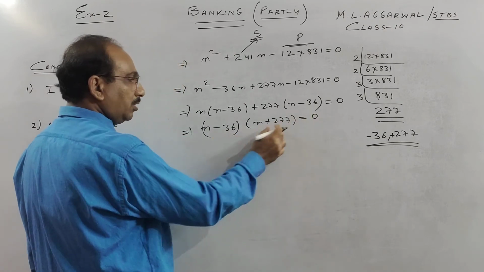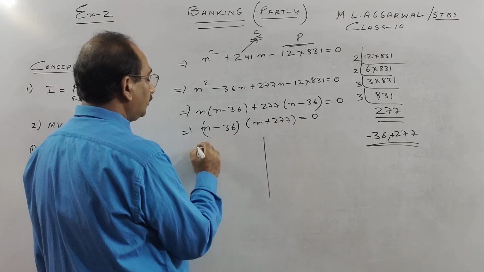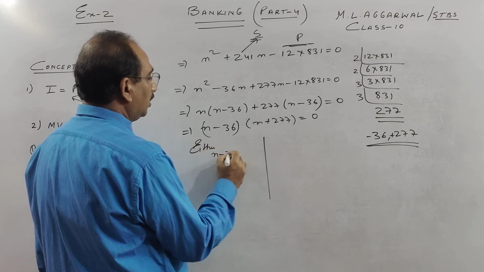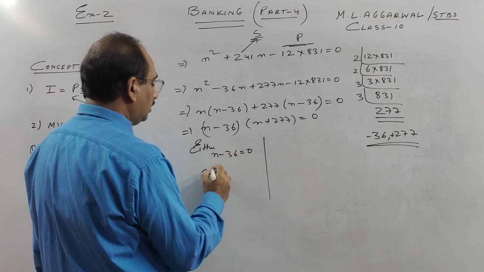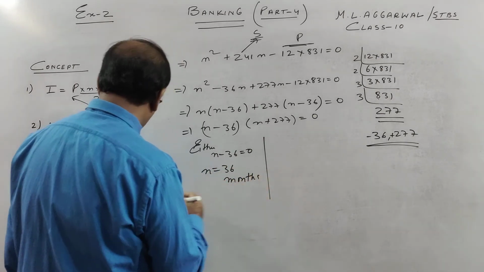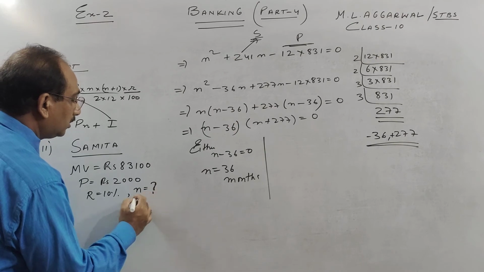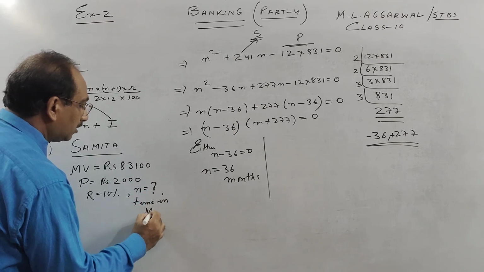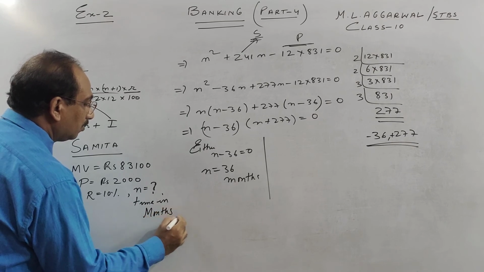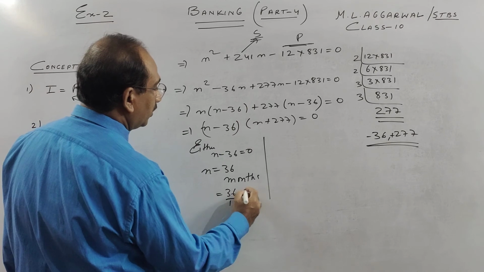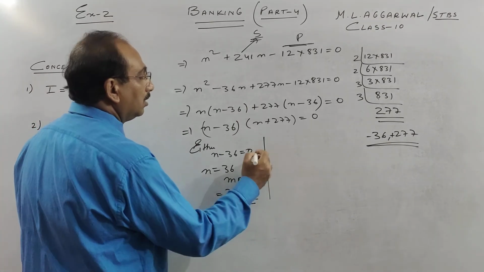Now the last part: the product of two things is 0. So either n minus 36 is 0, so n is 36 months. Remember, n we had assumed is the time in months. Remember that. So for the answer, if you want, you can convert it by dividing by 12. 36 months is 3 years.